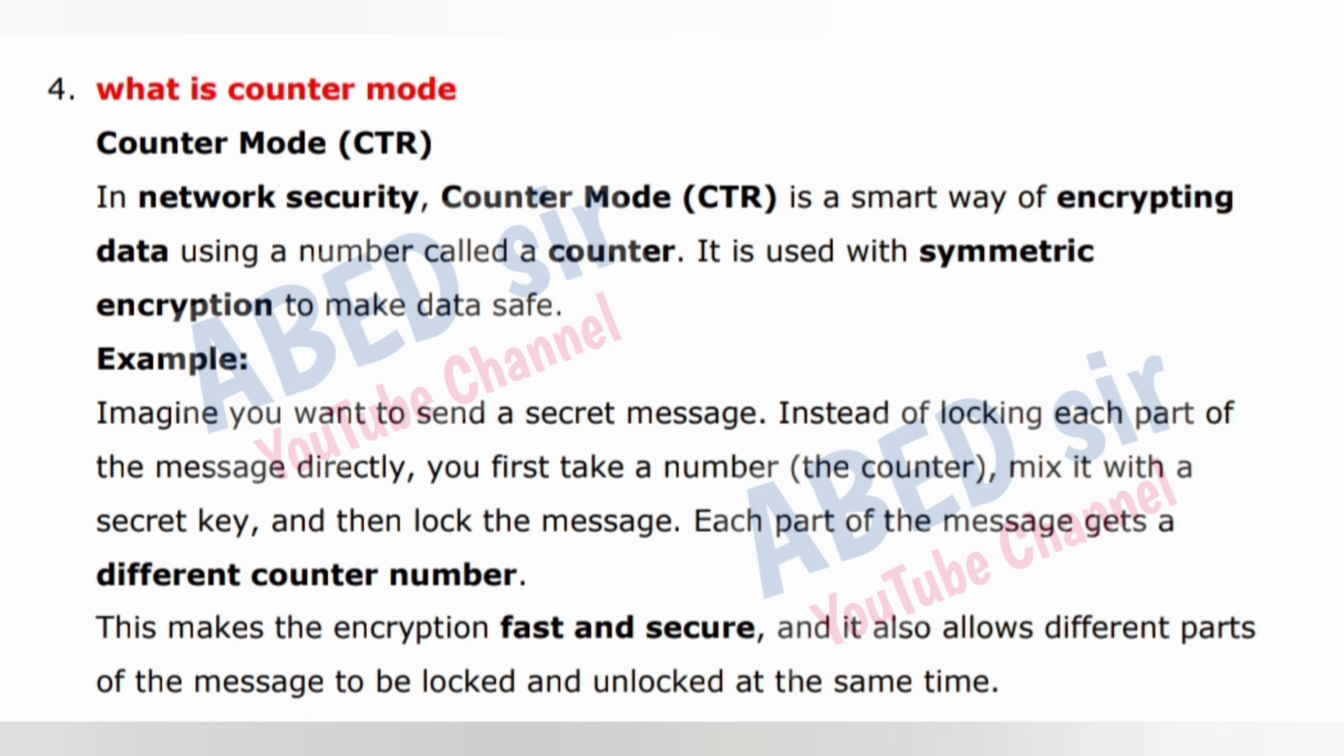Example: imagine you want to send a secret message. Instead of locking each part of the message directly, you first take a number, the counter, mix it with a secret key, and then lock the message. Each part of the message gets a different counter number. This makes the encryption fast and secure, and it also allows different parts of the message to be locked and unlocked at the same time.